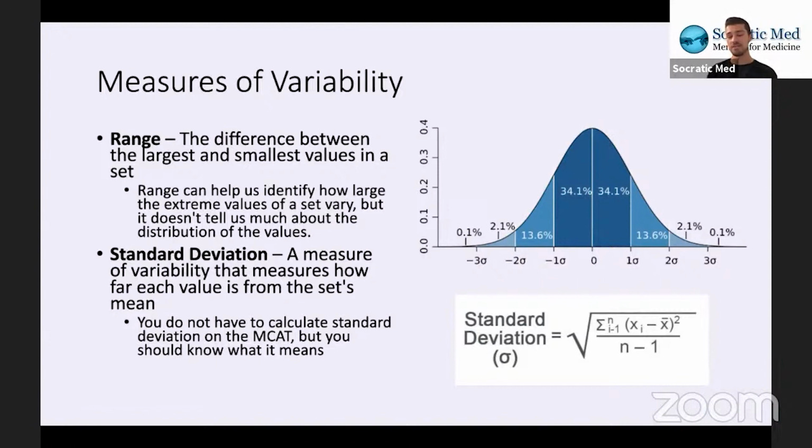You don't have to calculate the standard deviation on the MCAT, but I just put the formula to the right, so you're a little bit familiar with how it's calculated. So all of this up here is just the summation of each specific value minus the mean, squared. You just add all of those up, divide it by the total amount of values in the set minus 1, and take the square root. Again, not super important, but I put it there. You should at least be familiar with standard deviation.